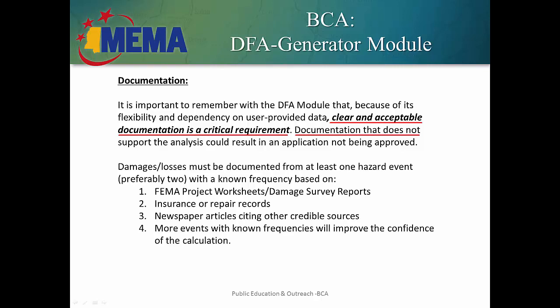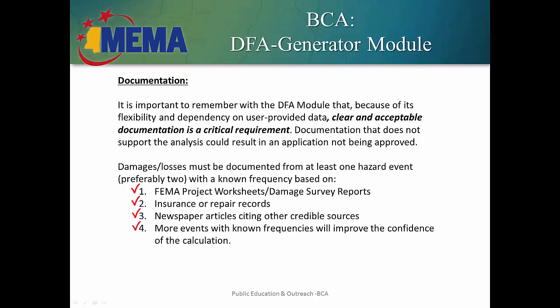Documentation that does not support the analysis could result in an application not being approved. Damages and losses must be documented from at least one hazard event, preferably 2, with a known frequency that is based on 1. FEMA project worksheets or damage survey reports, 2. Insurance or repair records, 3.